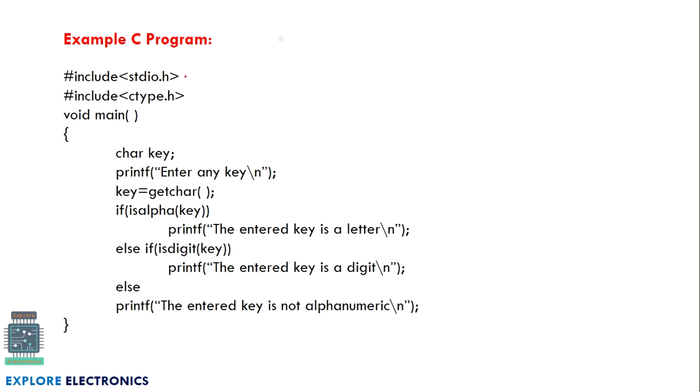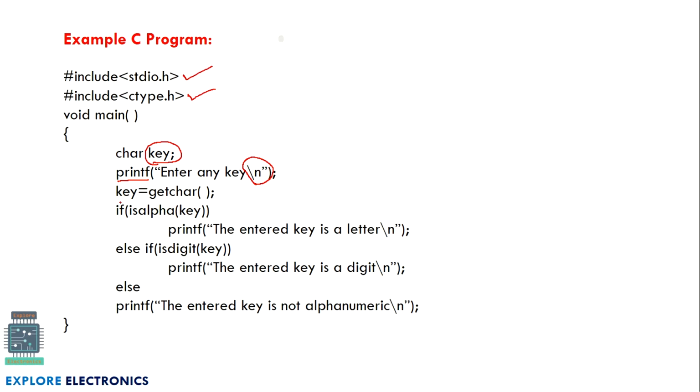Let us take a small example and understand how we are doing this. Here you can see we have our standard stdio.h library, and we have also included the ctype.h library. Now let us declare a variable called key, where we will put the input data. Now we need to ask the user to enter any key, which we do using a printf statement. The \n you can see here means that whatever data we enter will be displayed in the next line.